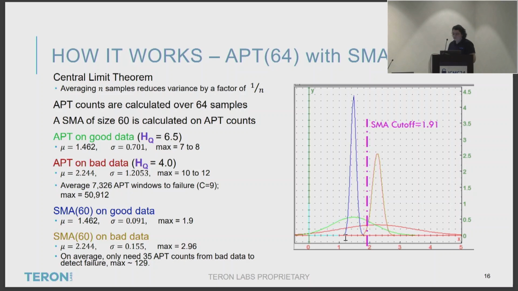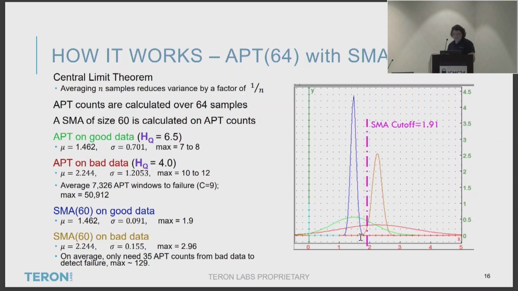But if you take the average, the green turns into the blue here, and the red turns into the gold. And you can put a cutoff here at the purple line at 1.9, and it is far easier and quicker to tell the difference between the good data and the bad data.